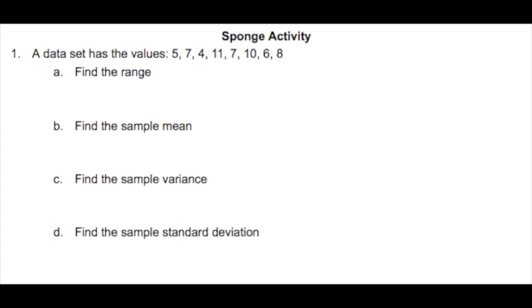Now time for the sponge. A data set has the values 5, 7, 4, 11, 7, 10, 6, 8. I want you to find the range, find the sample mean, find the sample variance, and find the sample standard deviation. Pretty much you're just following the formulas I gave you before.